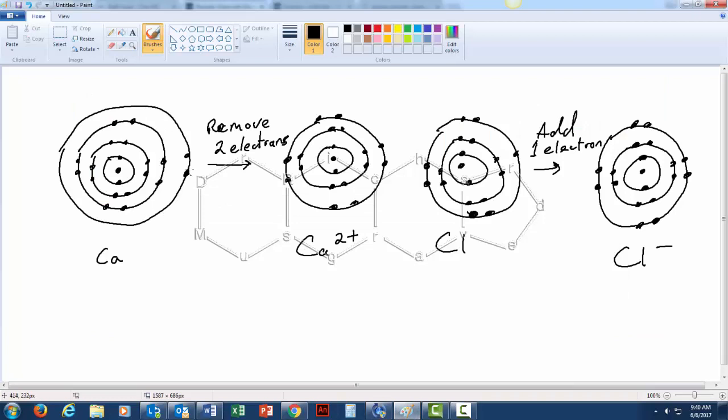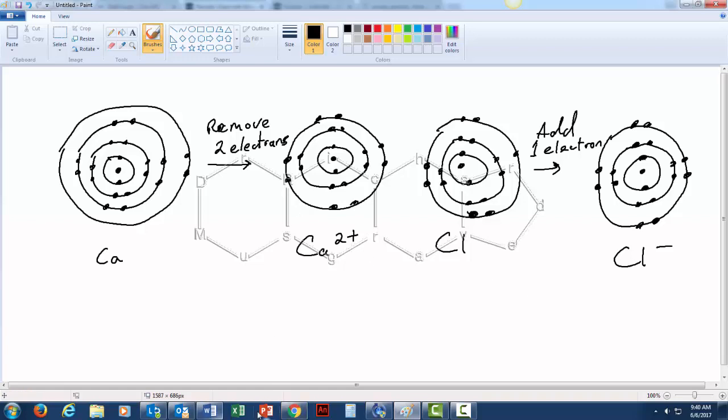The diagram then looks like this. So in order to get to its octet, it's not going to gain 6 electrons, it's going to lose these 2. If it does that, calcium has 20 protons, it also has 20 electrons. If we remove 2 of those electrons, we're still going to be left with 20 protons, but now we've only got 18 electrons, which means the net charge on the species is now going to be calcium 2+. So that's how we get the 2+ ion.